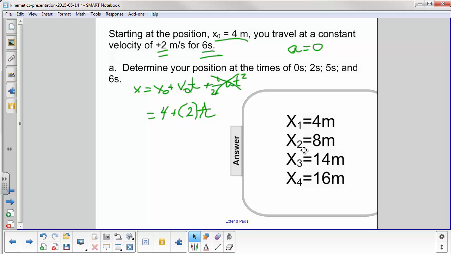And notice the subscripts here. These relate to the different coordinates we have. So at time 5 seconds, it would be 4 plus 2 times 5, that's 14 meters. And at 6 seconds, it would be 4 plus 2 times 6, which is 16 meters. Another way to handle these subscripts, instead of putting 1, 2, 3, 4, because there were 4 points, you could use the seconds. So this could be x0, this could be x sub 2, this could be x sub 5, and this could be x sub 6. Physics is very flexible.